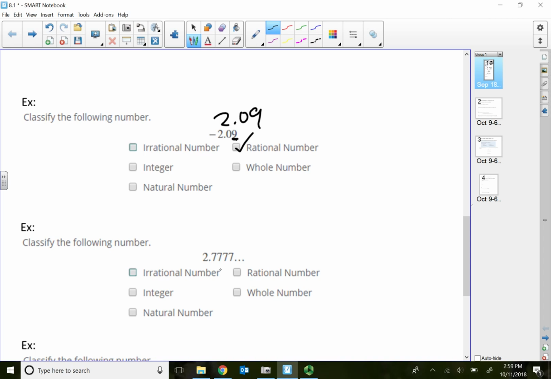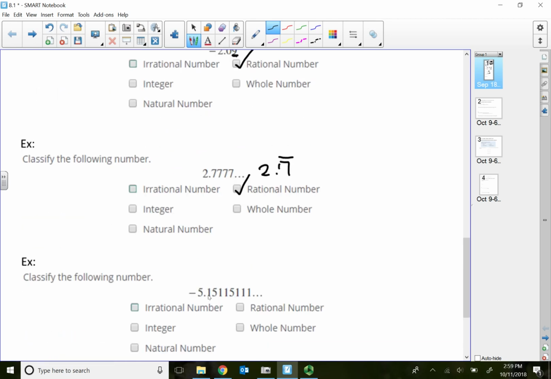All right, this decimal number, 2.77... So this is actually 2.7 repeating. The decimal places never end, but they show a repeating pattern. So this decimal number can actually be converted back into a fraction. So it's a rational number. Since 2.7 repeating is a decimal number, it cannot be an integer, whole number, or natural number.